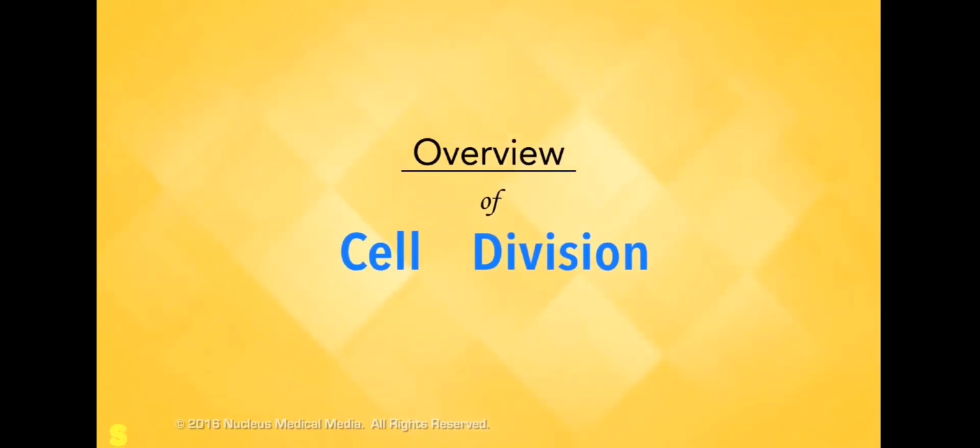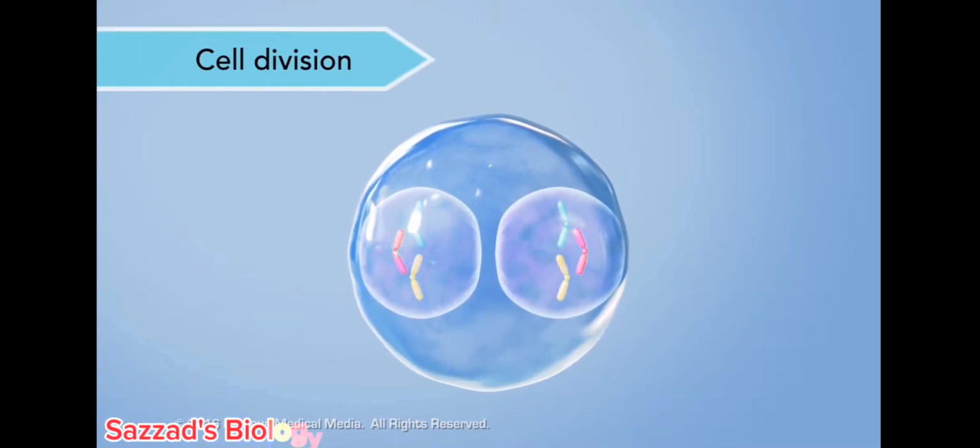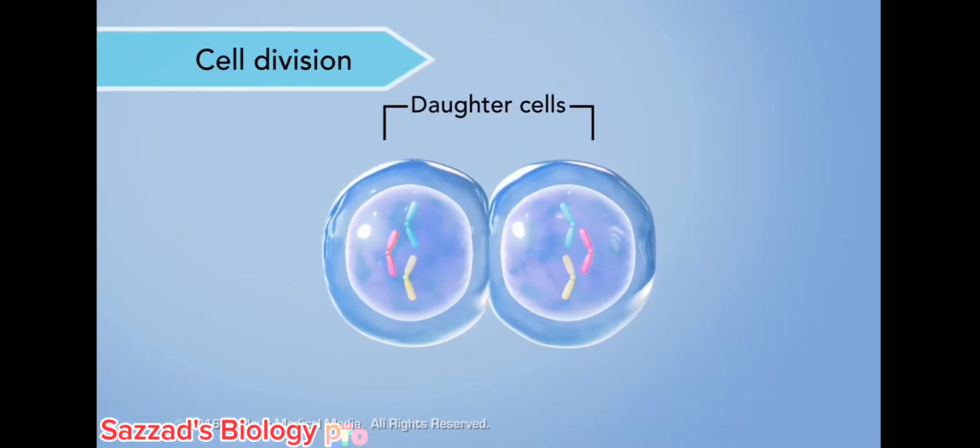We'll be talking about how cells reproduce. How and why do they do this? Well, they use a process called cell division to make new cells, called daughter cells.